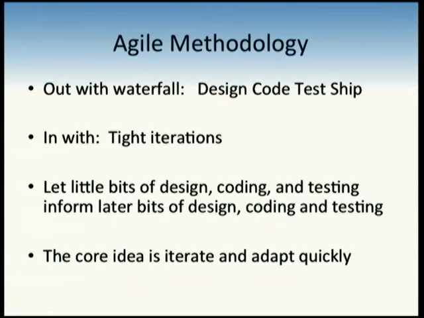If you're doing the wrong thing, you can adapt rapidly and make a change in your code early on before the code has become heavy. This is the Agile methodology. People will describe it in many ways, but tight iterations and rapid adaptation is its core feature.